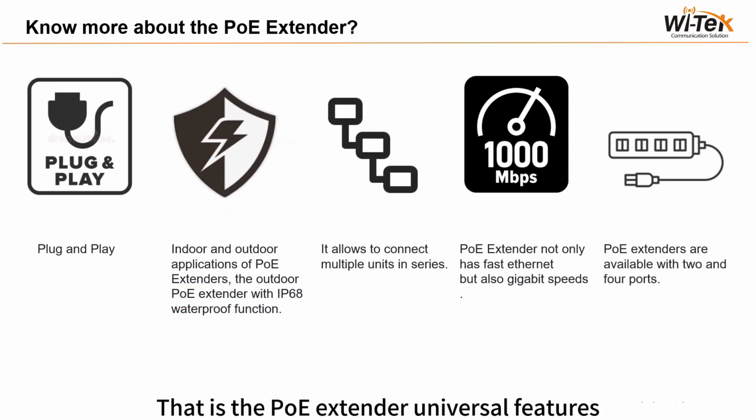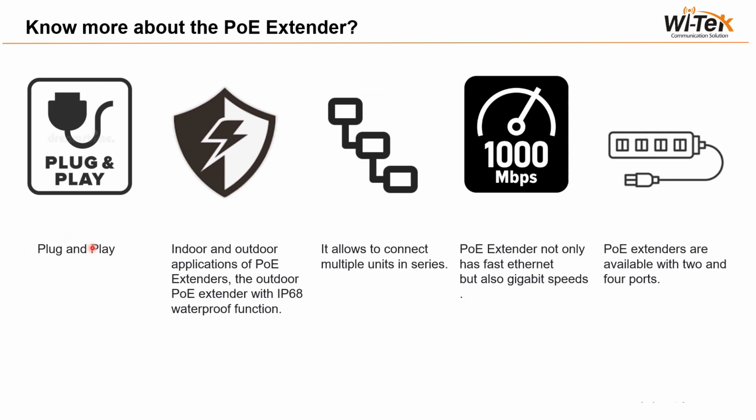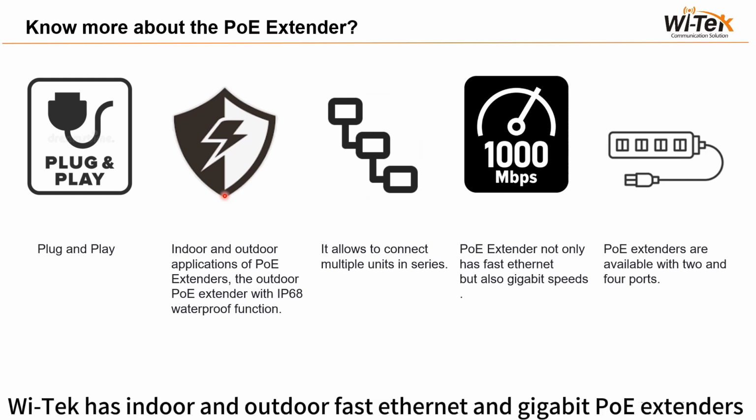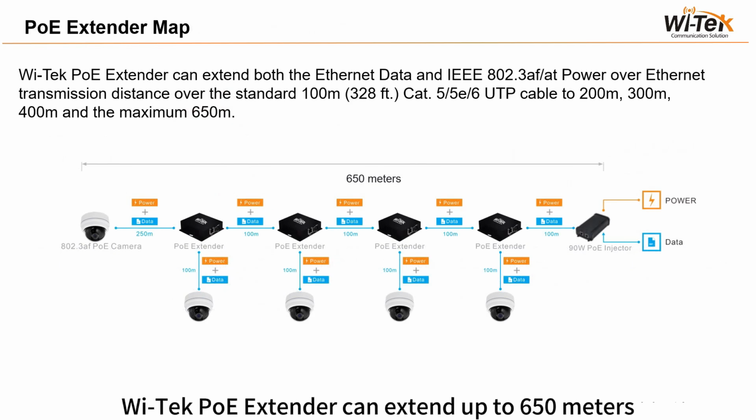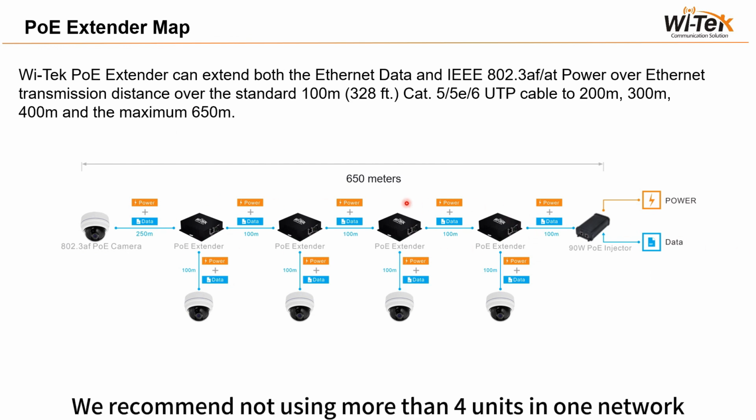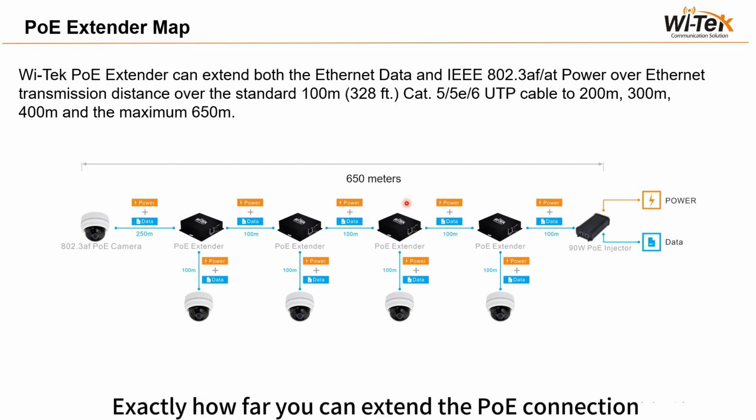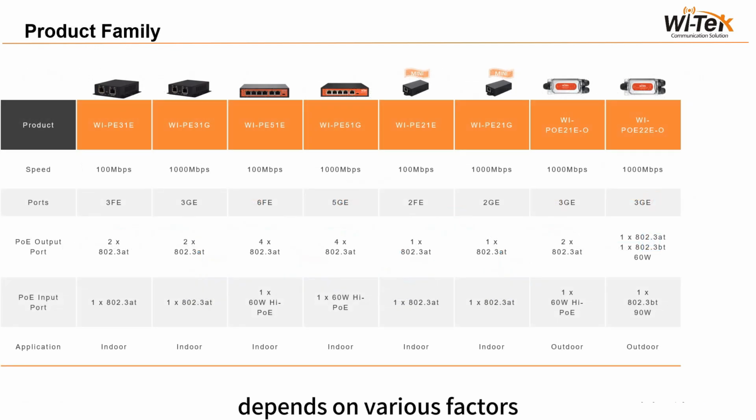That is the PoE Extender universal features. Plug and play, just plug in, 0 configuration. Wi-Tek has indoor and outdoor fast Ethernet and gigabit PoE extenders to meet different environments. Wi-Tek PoE Extender can extend up to 650 meters. We recommend not using more than 4 units in one network. Exactly how far you can extend the PoE connection depends on various factors. The higher the input power, the further you can extend the signal, and then you can connect more clients. You can have a look.